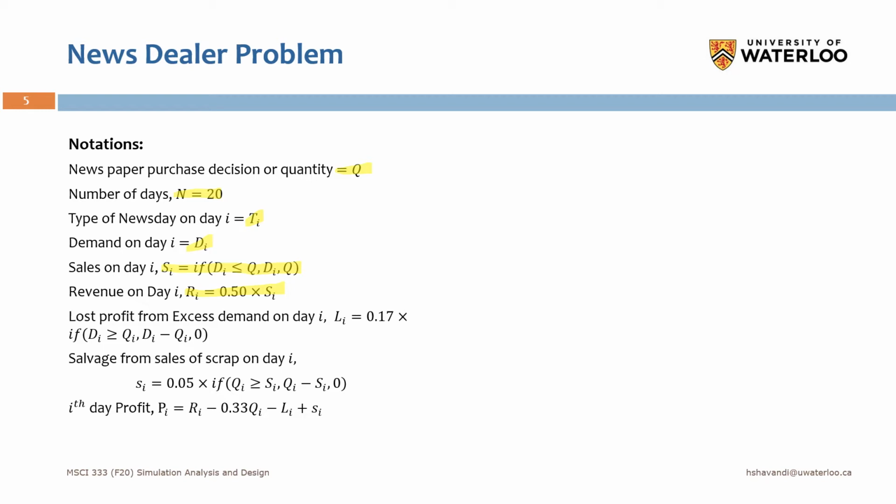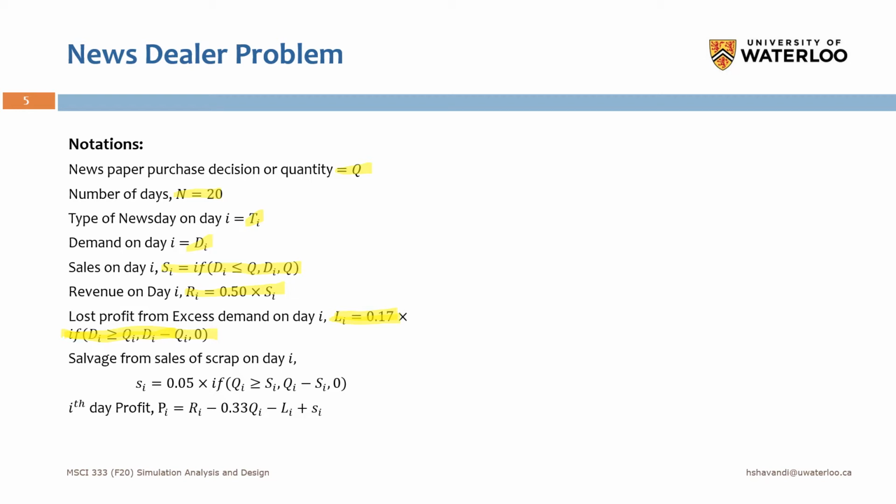And the lost profit from excess demand could be this. So we are losing 17 cents for any lost sale. So the lost sale, if demand is greater than Q, so we have lost sale, right? And it will be Di minus Q. Other than that, the lost sale will be 0. So by this relation, we can compute the lost profit.